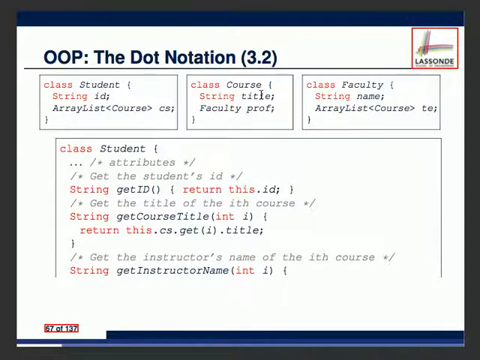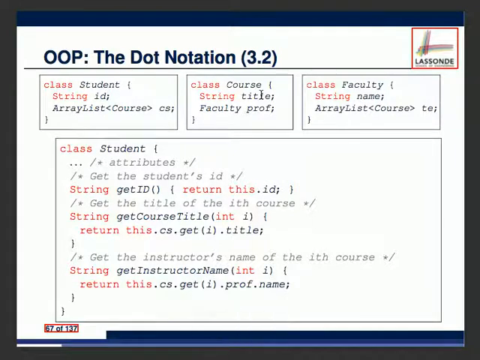Good. Hopefully this will make sense to you guys. This, starting with the current class, .cs.getI.prof.name. Let's try one, it's a side note. Let me make it concrete, not just I. Go to the first course of the students, and then get a title.